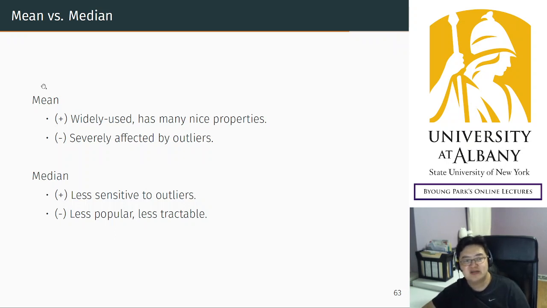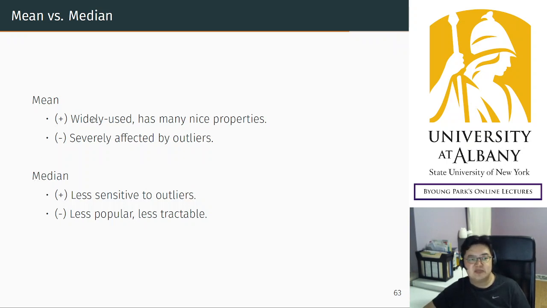However, there is one critical problem. It is that the mean is severely affected by outliers. If there are outliers in the data, the mean can be contaminated. It may be misleading. So you have to think about using the median if you suspect there are outliers. On the other hand, the median is better than the mean in that it's less sensitive to outliers. It's more robust. However, it is less tractable, so less popular, frankly.